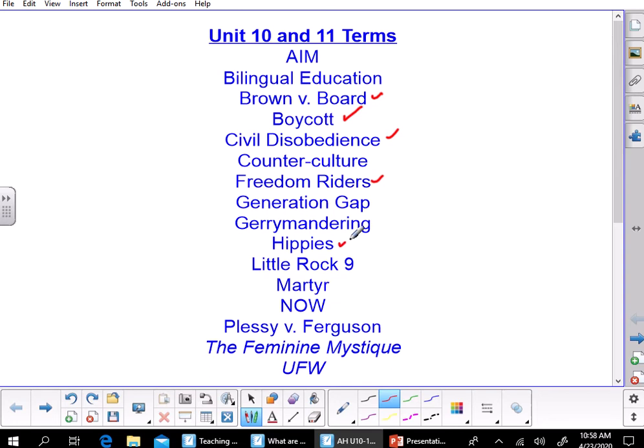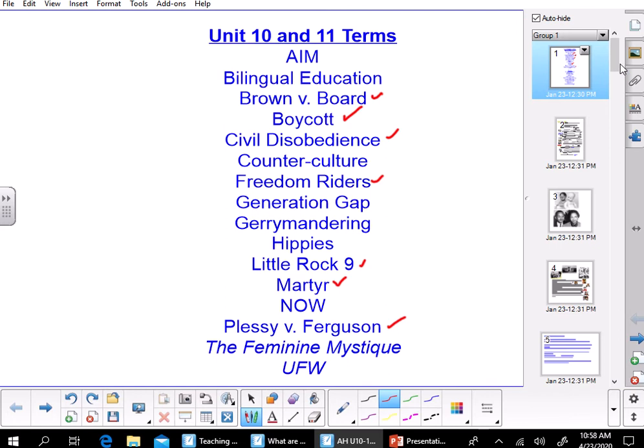Hippies, nope, sorry, I got ahead of myself. You technically haven't heard that yet, but I bet you have an idea. You know who the Little Rock Nine are. You know what a martyr is, or you're supposed to, and you know about Plessy versus Ferguson. So all of these things that are not checked, they'll be covered in Unit 11.